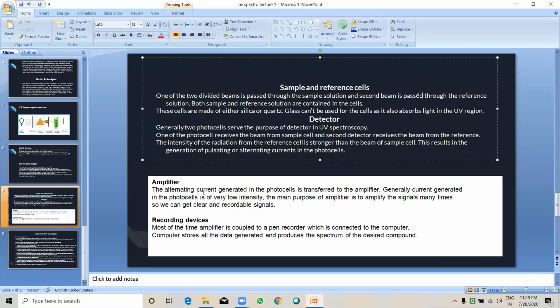Amplifier. The alternating current generated in the photocells is transferred to the amplifier. Generally, current generated in the photocells is of very low intensity. The main purpose of the amplifier is to amplify the signals many times so we can get clear and recordable signals. Recording devices. Most of the time, the amplifier is coupled to a pen recorder which is connected to the computer. The computer stores all the data generated and produces the spectrum of the desired compound.